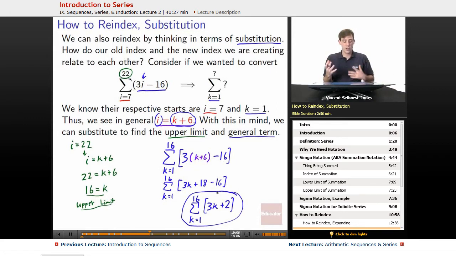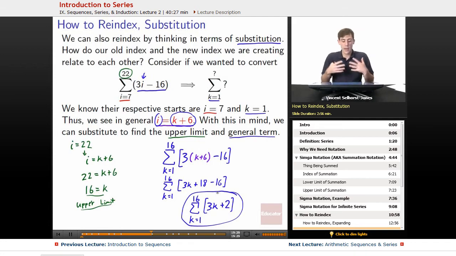So substitution, expanding, they both work the same way. Substitution is probably a little bit faster and easier, but it's a little bit more complicated to see what's going on to really understand. The important thing is to figure out how your i, or whatever your initial symbol, and the new symbol that you're changing to are related to each other. And you probably start with the lower limit, and then figure out what your upper limit will have to be to have that same relationship between old index and new index.